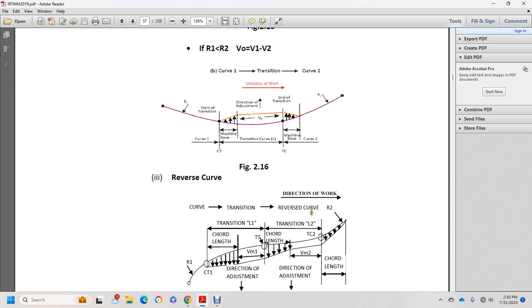Or the reverse curve of transition, reverse curve, the direction of work. You have radius 1, CT1, curve length, the direction of adjustment, versine compensation maximum 1, chord length, the direction of adjustment, versine maximum correlation, tangent curve 2, and transition length 2, chord length.